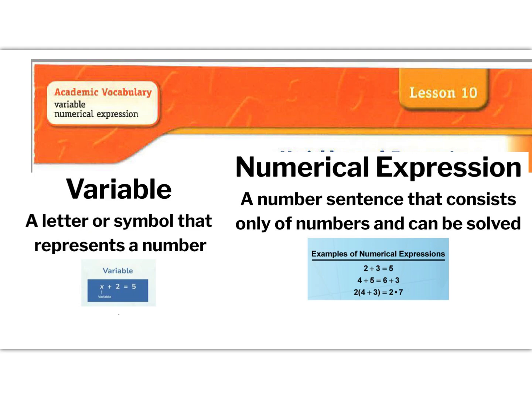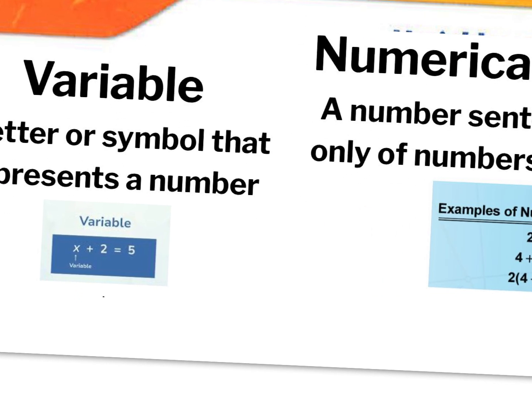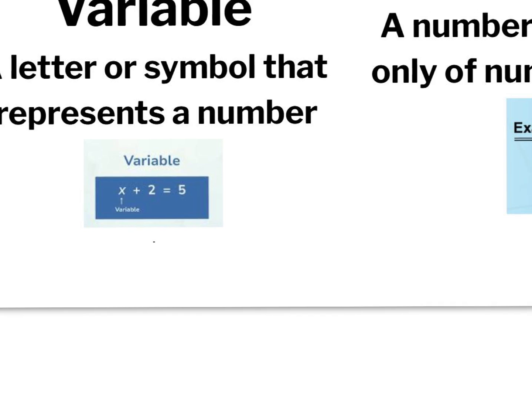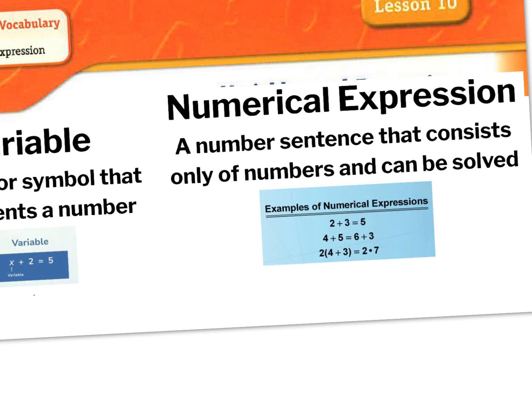So some of our words today are variable and numerical expression. A variable is a letter or symbol that represents a number. Let me zoom in here a little so you can see better. If we're looking at this, we can see x plus 2 equals 5. X is the variable because that's a letter and it's representing a number. We could probably do this one in our head, but this is algebra, when you're solving with variables. We know that x would equal 3 because 3 plus 2 equals 5, but the variable is the letter that represents a number. So it could be a letter or a symbol.